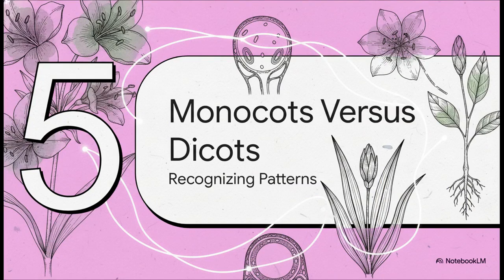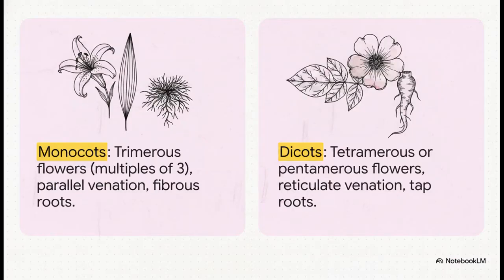Section 5, monocots versus dicots. Let's look at how to recognize these broader plant patterns. So that whole multiples of 3 thing with the lily, that connects the microworld of the formula straight to the macro traits of the whole plant. Monocots, like our lily, usually build their floral parts in multiples of 3. They're trimerous. They also rock parallel veins on their leaves and have fibrous roots.